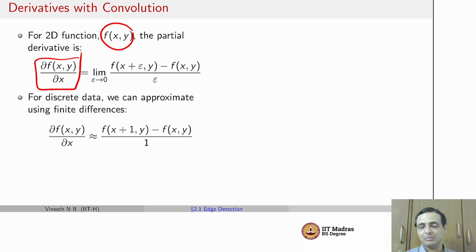Remember, we are trying to measure the derivative with respect to x. Now for discrete data, this is what it would look like for continuous data. For discrete data, x plus epsilon may not be defined, f at x plus epsilon may not be defined. So you define ∂f(x,y)/∂x to be f(x+1,y) minus f(x,y), divided by 1. That would be your discrete definition for the derivative.